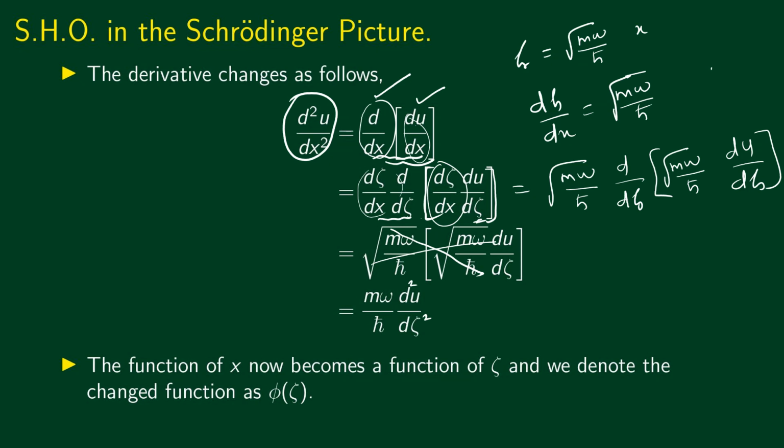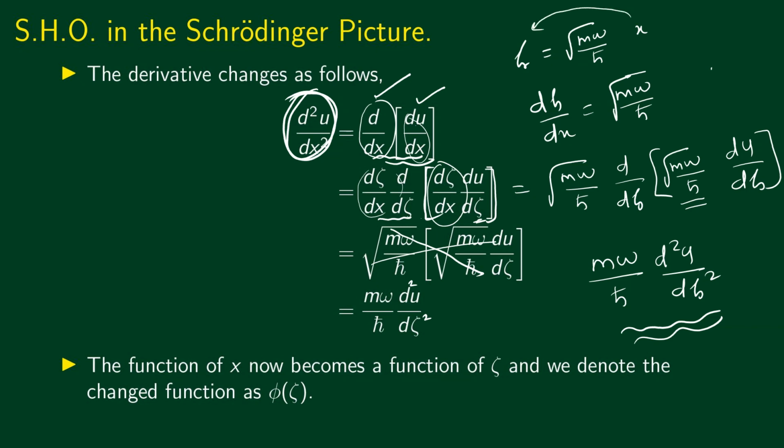Okay, this is a constant and it gets multiplied, so this simply becomes m omega by h bar d square u by d zeta square. So instead of d square u by dx square, we can write m omega by h bar d square u by d zeta square. All right, that's how that term changes. Now we are making the substitution. We are changing the variable from x to zeta.